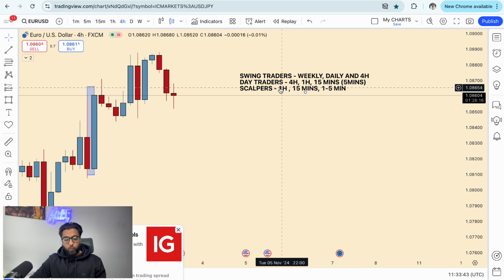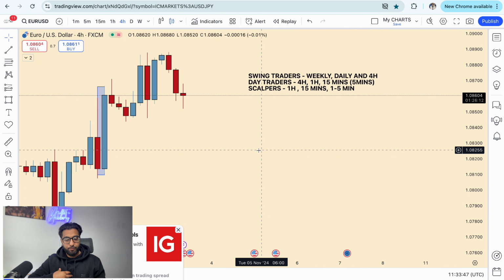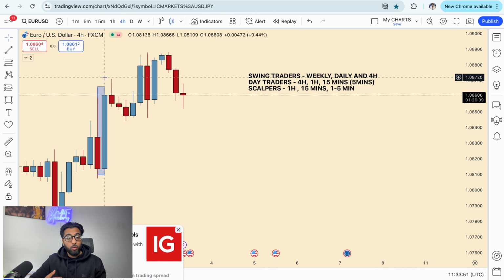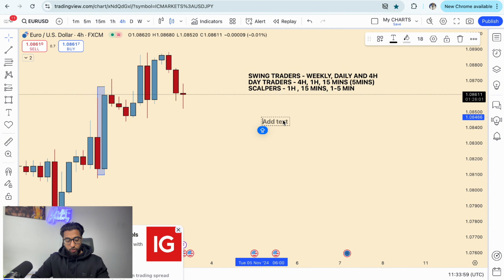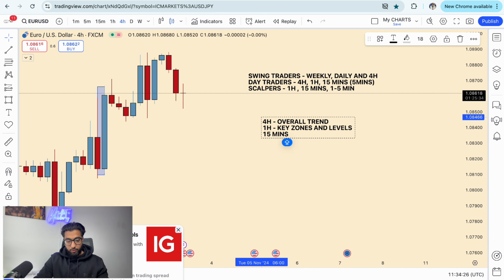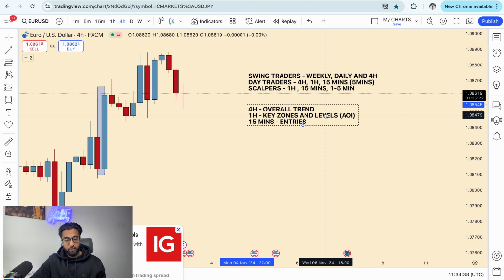Now what do these time frames mean to us as a trader? I actually break it down even more, and this is more specific to the day traders out here, but I like to break it down to a whole new level. So the 4 hour gives us the overall trend. The 1 hour gives us something called our key zones and levels, and I'm going to get into that for a second. And the 15 minutes gives us the entries, and we could put here area of interest, AOI. Remember that, area of interest is AOI.